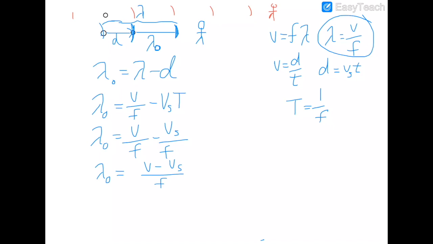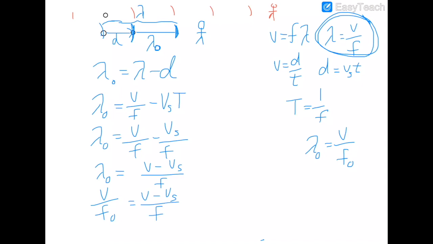Now, what is the wavelength you're going to hear as the observer? Well, again, I have this, right? The observed wavelength would be the speed of sound divided by the observed frequency. So for this observed wavelength, I could put the speed of sound over the observed frequency, which would equal V minus Vs over the actual frequency.